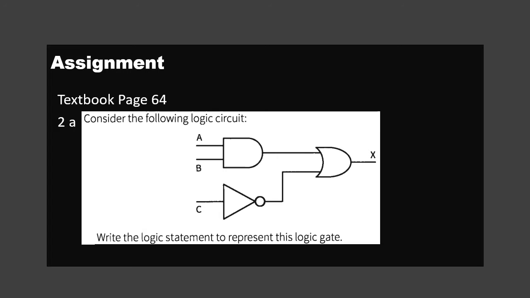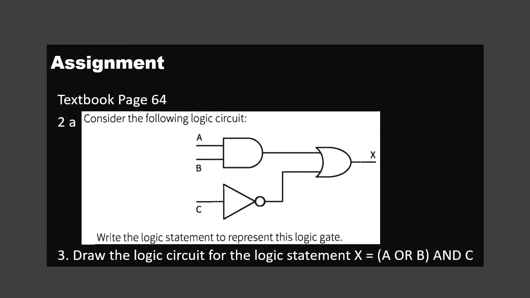And next, one more question is there. The third question, you have to draw the logic circuit for this specific logic statement. So please do the second question A part and third question and show it to your computer science teacher to get your remarks. The question is on textbook page number 64 of your grade 9 computer science textbook. Once again, question number second, A part, and question number 3.